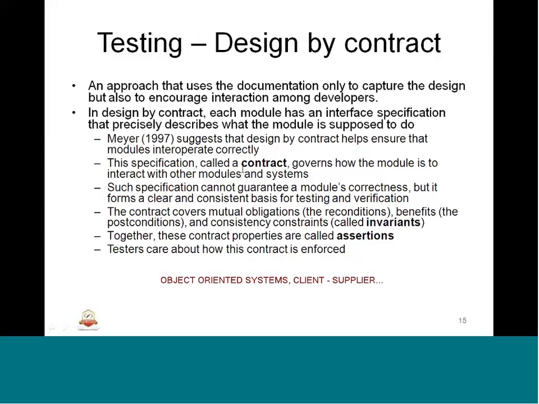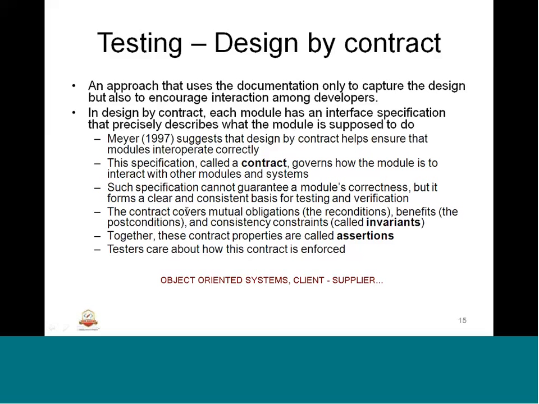It is not a project contract or something like that. The name itself is contract. It governs how the module is to interact with other modules and systems. Such a specification cannot guarantee a module's correctness, but it forms a clear and consistent basis for testing and verification, because we know the interface that is supposed to be used across the entire system with the help of that specification. So that will ease the P&V.